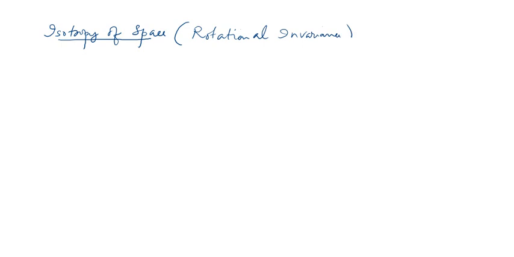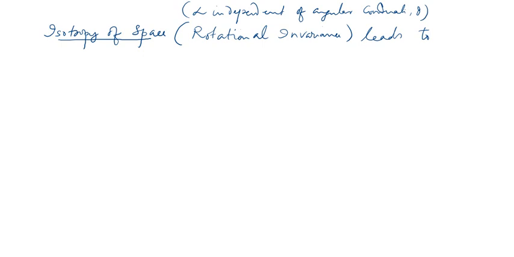That's another terminology that is used. Okay, so isotropy of space leads to, I think I can make a prediction before me, another conservation law. What will that be? In this case, the Lagrangian L is independent of angular coordinates, means angles, theta. L is independent of the angular coordinates theta. So if L is independent of angle, then angle is a cyclic coordinate.